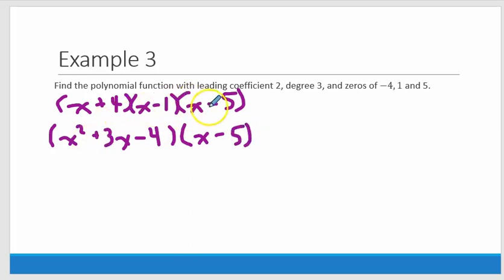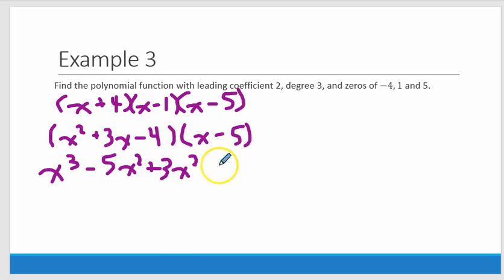Now I need to distribute this trinomial by this binomial. So I'm going to start with x squared and multiply it by everything in the second set of parentheses. So that's going to give me x cubed minus 5x squared. So I used everything in the binomial, so now I go to the next term. So now I'm going to do 3x times x and 3x times negative 5. And then negative 4 times x and negative 4 times negative 5.